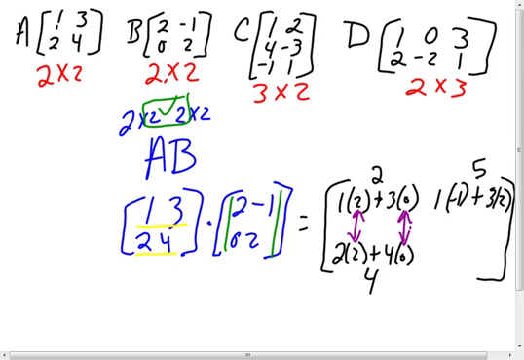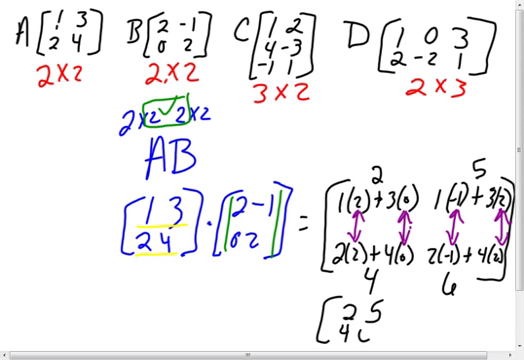And now we do the second row and the last column of B. So that's 2 times negative 1 plus 4 times 2. Once again, those columns match up. Notice how they stay the same. So 2 times negative 1 is negative 2. 4 times 2 is 8. 8 minus 2 is 6. So what's the answer to that? 2, 5, 4, and 6.